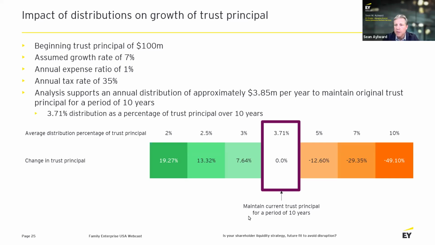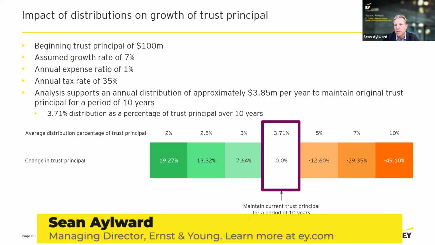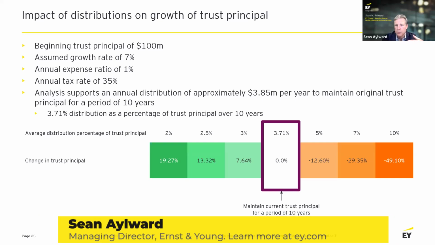Right. So if a trustee is making decisions about current versus future distributions, and this trust is intended to last 100 years, they need to balance the desire by the current beneficiaries to take distributions against their fiduciary duty to those future beneficiaries. So very helpful, Don.